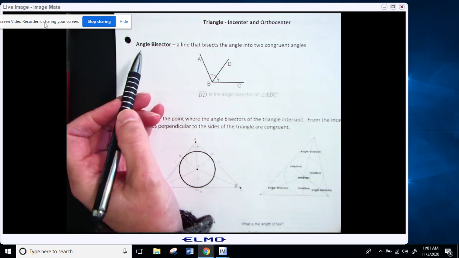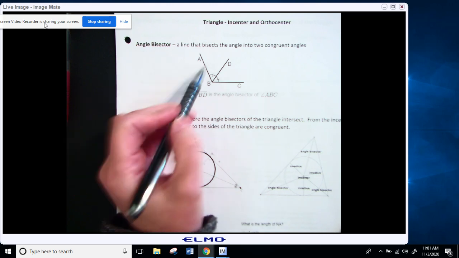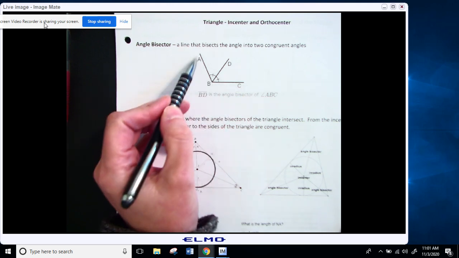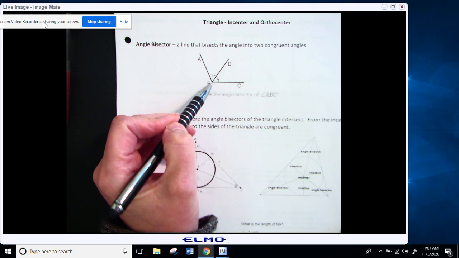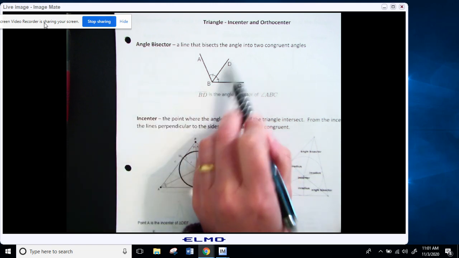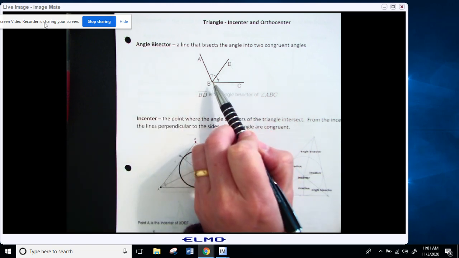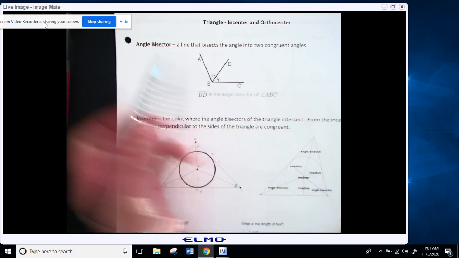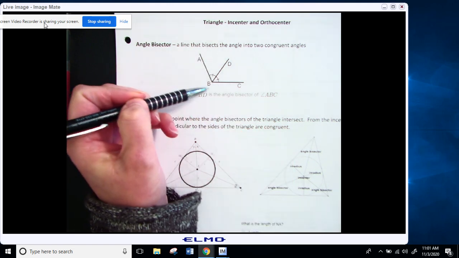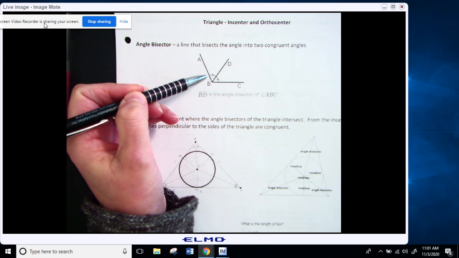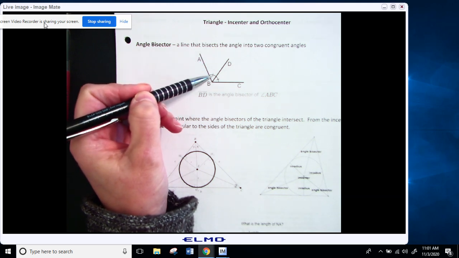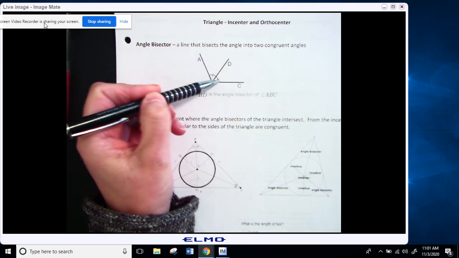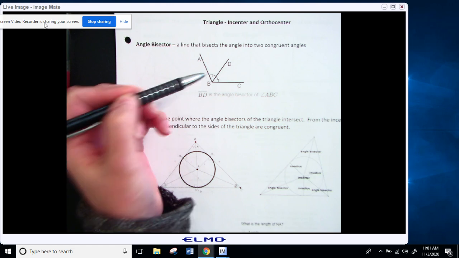An angle bisector. So if you have an angle right here, angle ABC, and you have a line segment BD, if you have a line or a line segment that bisects the angle into two congruent angles, then that would be an angle bisector. So a ray or a line segment or a line that takes your angle and cuts it into two congruent parts would be an angle bisector.